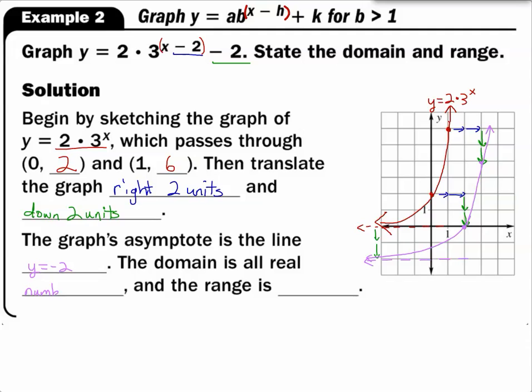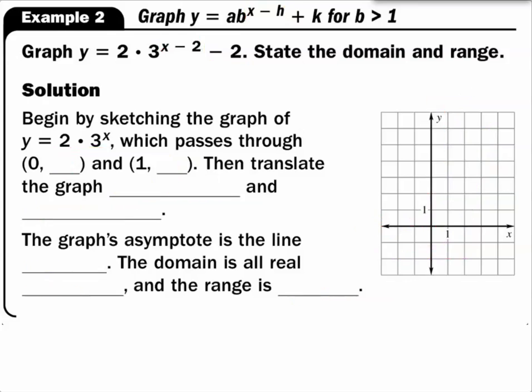I have no idea why the book decided to tell you the domain is all real blank. Doesn't make sense. It wouldn't be all real chickens or all real tow trucks, but nevertheless. And the range is y is greater than -2. Remember, the graph doesn't ever actually touch the asymptote. It starts right above the asymptote. So that's why it's y is greater than -2. All right, that's example 2.